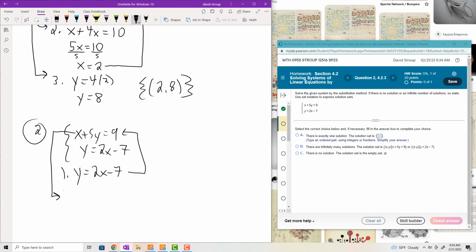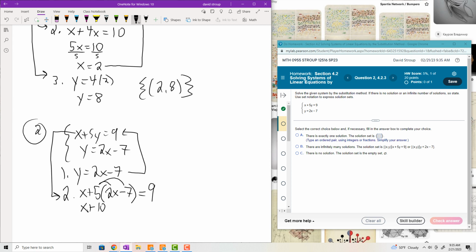If you put it back into itself, you're just going to get a true statement, because it's basically the same line. But here we go, x plus 5 times y, and I'm putting, instead of y, 2x minus 7. You have to put it in parentheses. And then on the right side, there will be a 9. Then you solve this equation for x.